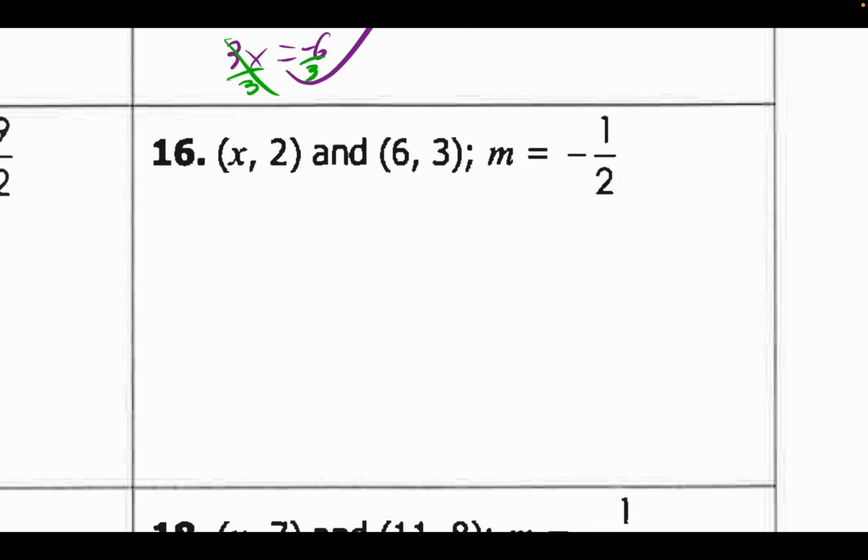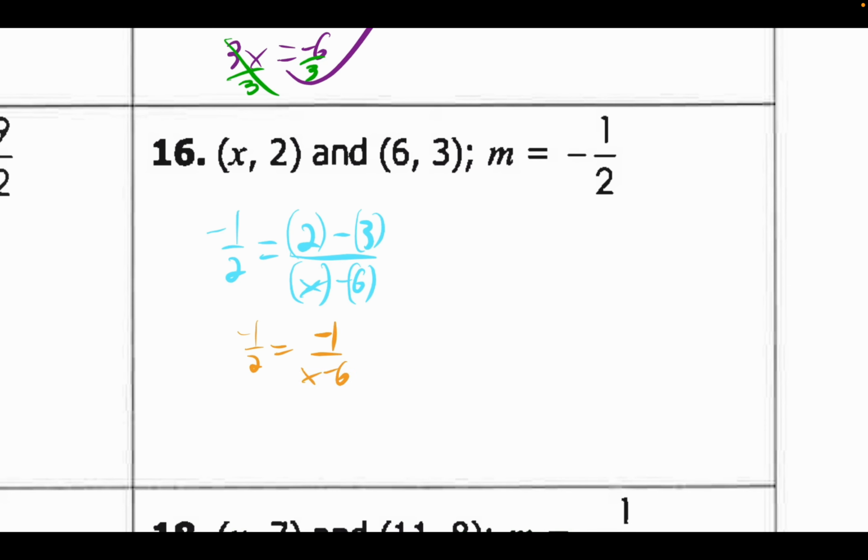So this would actually be negative 1/2 equals 2 minus 3 over x minus 6. I apologize for anyone I confused with that, which is probably a lot of people. Negative 1/2 equals negative 1 over x minus 6.